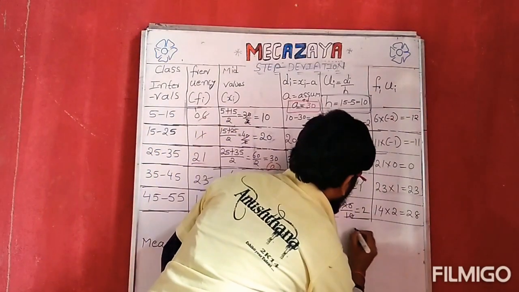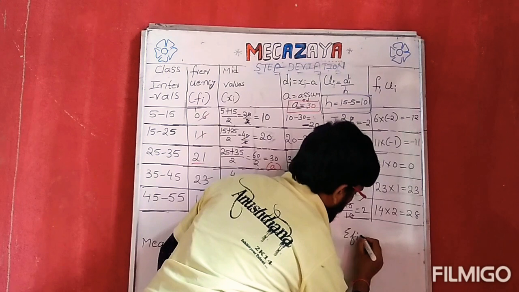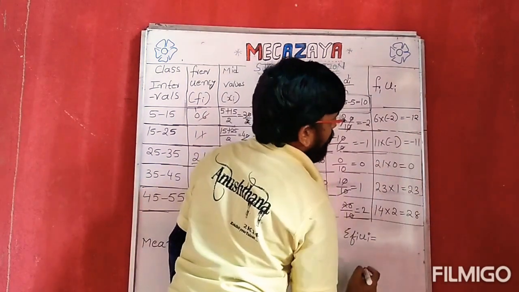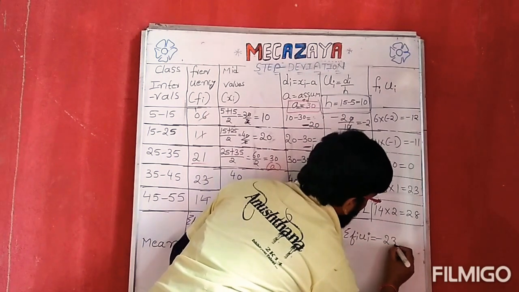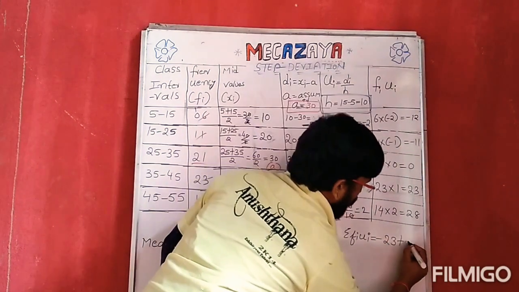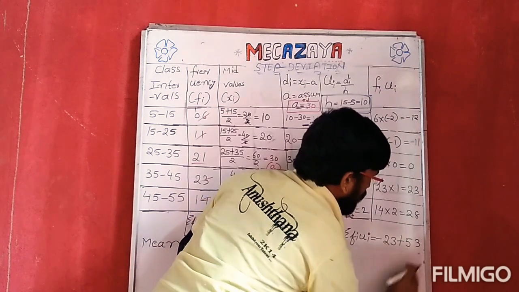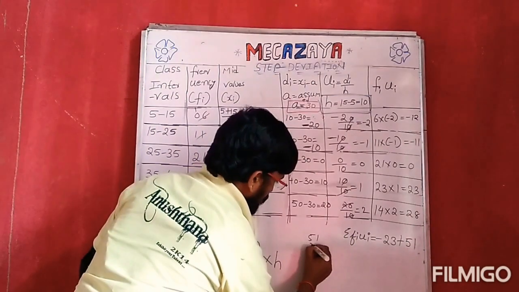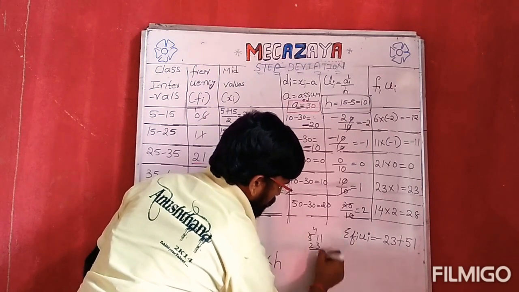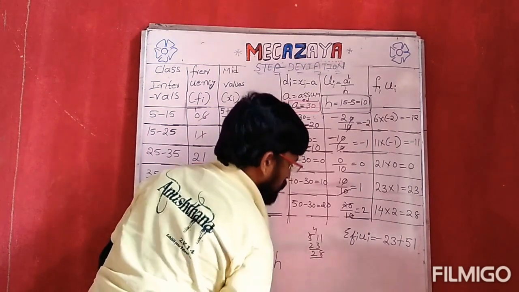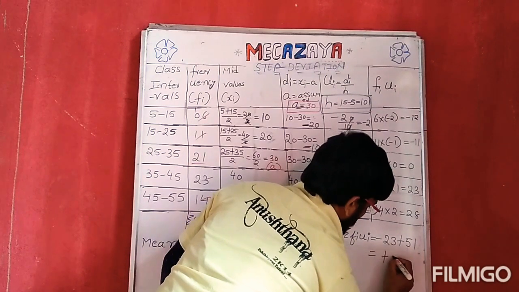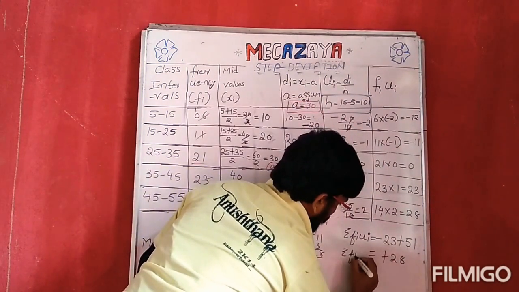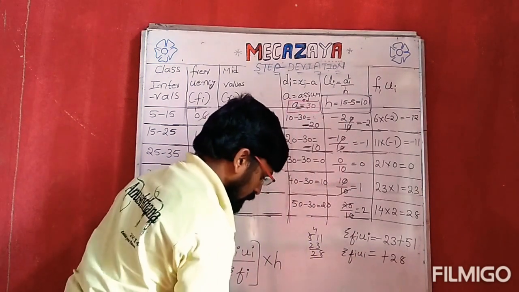Now sigma fi ui equals minus 12 minus 11. It will be minus 23 plus 51. 51 minus 23 is 28. So plus 28. Why? Because the big number is plus. So sigma fi ui equals 28.